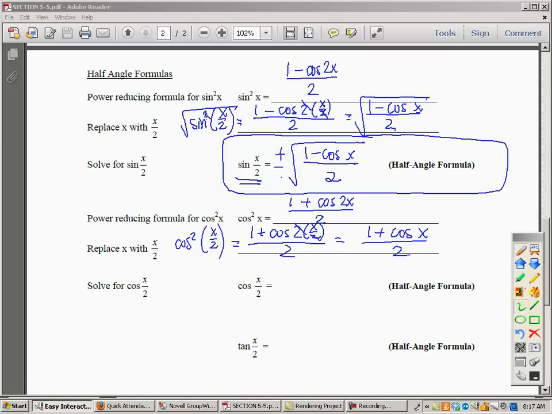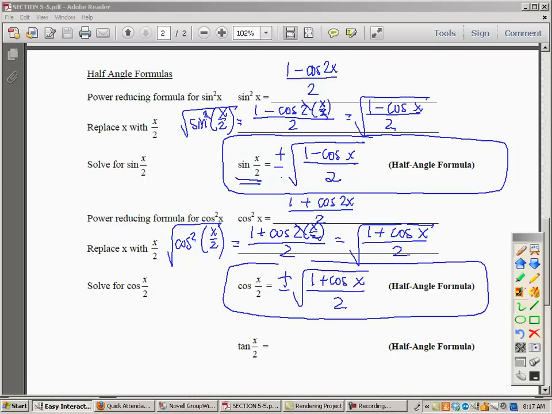Again, we don't want cosine squared, we just want cosine. So we square root these. And when you square root, you get plus or minus the square root of 1 plus the cosine of x all over 2. Again, I'm going to say why the plus or minus. Cosine is positive in quadrants 1 and 4, and it's negative in quadrants 2 and 3. And so it depends on where our angle is, what positive or negative we're going to use.